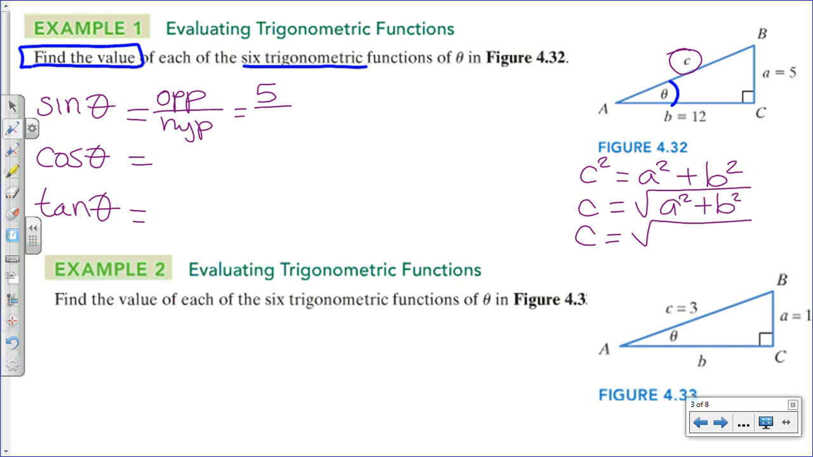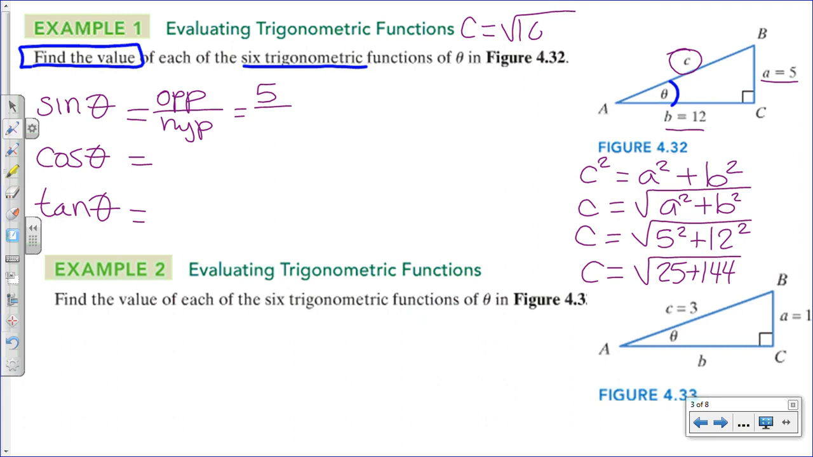So in this case, a is equal to 5, so 5 squared plus b is equal to 12, so 12 squared, and that will give us c is equal to the square root of 25 plus 144, so c is equal to the square root of 169, which is equal to 13. And so here the hypotenuse has a value of 13. Now we can answer the question here. Sine is 5 over 13.